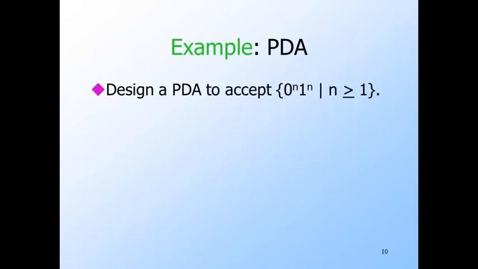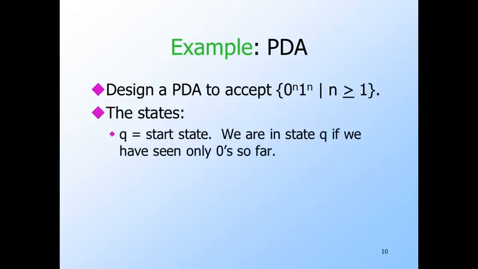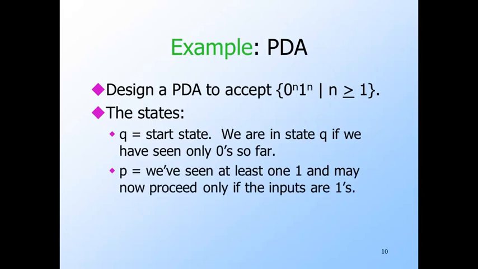Let's design a PDA for our favorite context-free language, the set of strings with the form 0 to the n, 1 to the n. We need three states. Q will be the start state. It represents the condition that we've so far seen only zeros on the input. P is the state we go to when we see the first 1. We use the state to remember not to accept a string if we ever see any more zeros. And F will be the final state. It's there only so we can accept when the number of 1s matches the number of zeros.